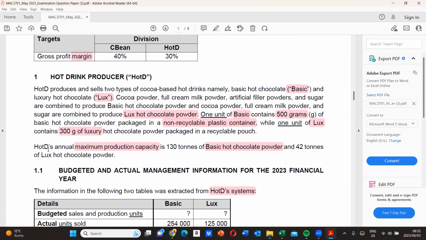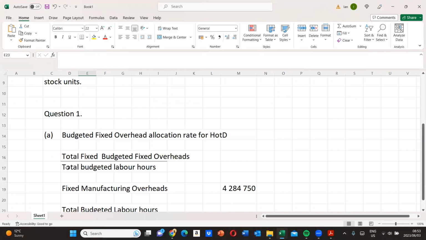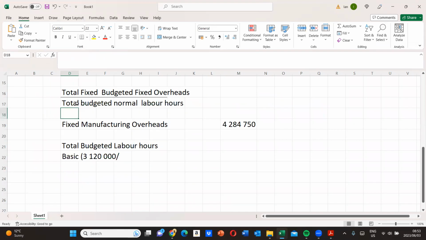All right, so this annual maximum production capacity is 130. Oh, yes, I could have forgotten. So in respect to budgeted hours, we use the normal hours, just like the same way that we did when it was units produced. So we're going to use the normal hours.